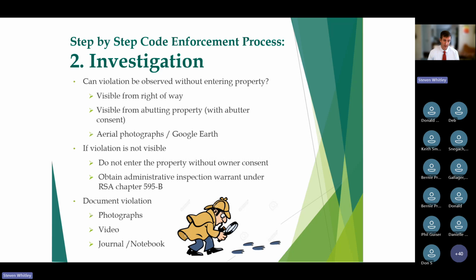You can go, however, to court and get what's called an administrative inspection warrant under 595-B. That can give you the requisite legal authority to enter the property without the owner's consent. And then, once you're able to make observations, document them as best you can. Pictures and video are really key, because we're going to be in front of a judge or the Housing Appeals Board, and a picture is worth a thousand words. It really demonstrates pretty well what the violation is.